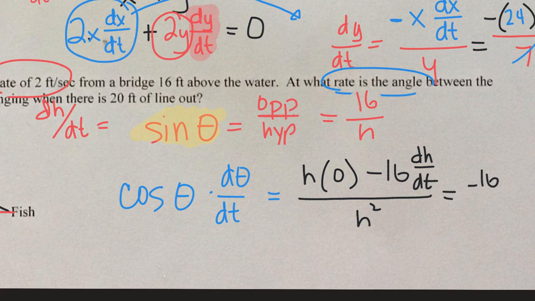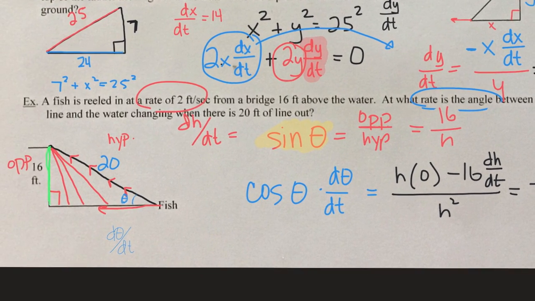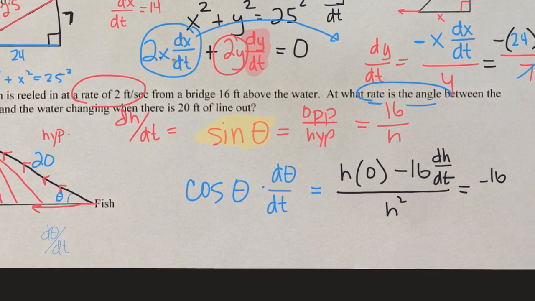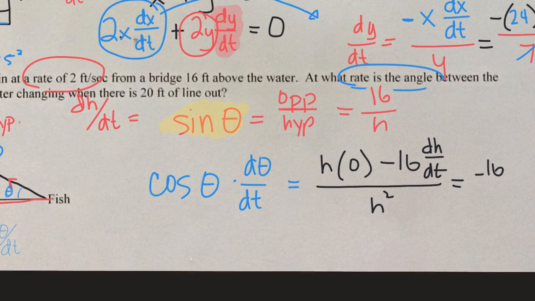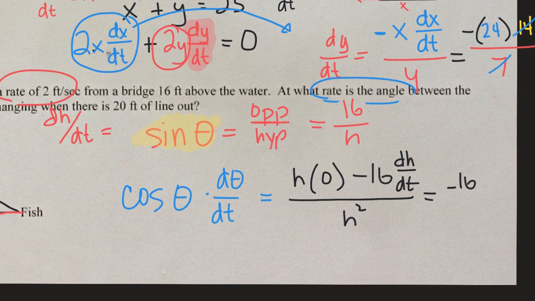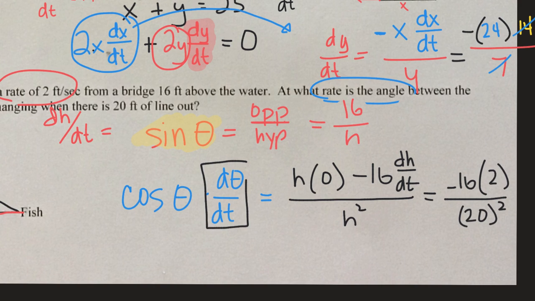Do we know the change of the height? 2. No. Oh, yes, it's 2. Sorry, h is the hypotenuse, not the height. My brain. Derivative of the hypotenuse over the hypotenuse squared. So hypotenuse was 20 when the hypotenuse is 20. H does not stand for height. It stands for hypotenuse. Okay, those are all good. D theta dt, that's what we want to find.